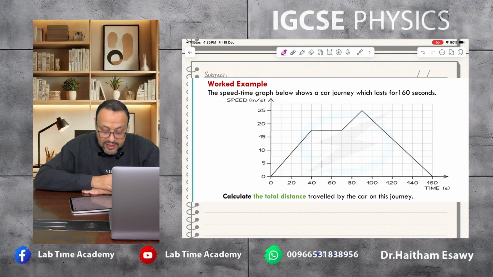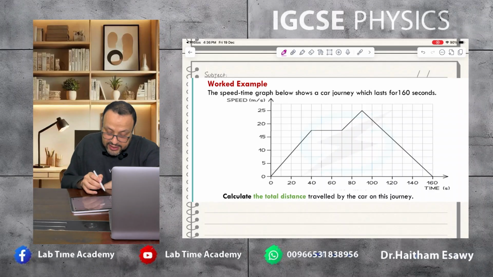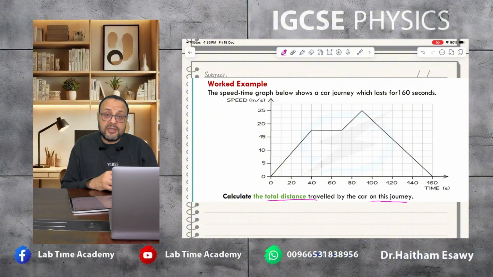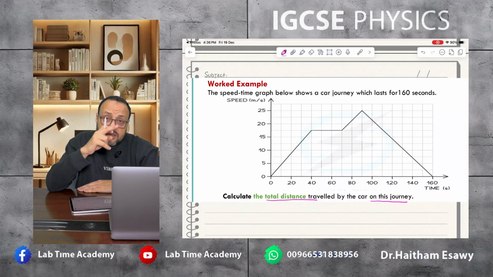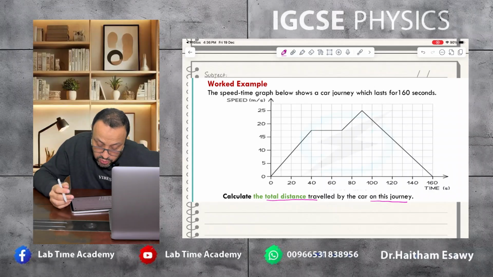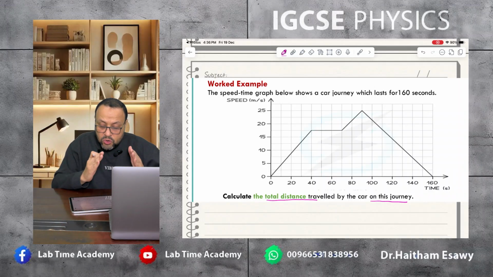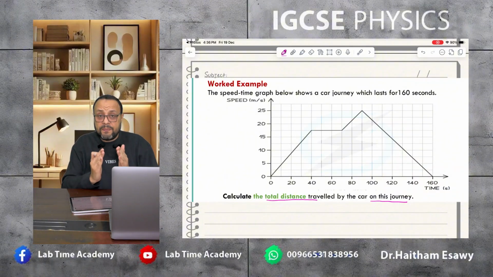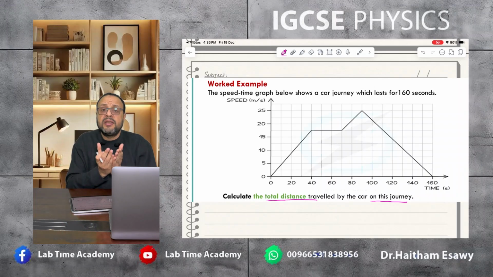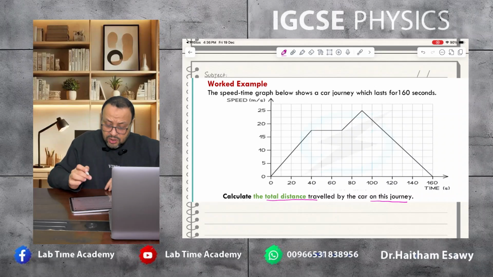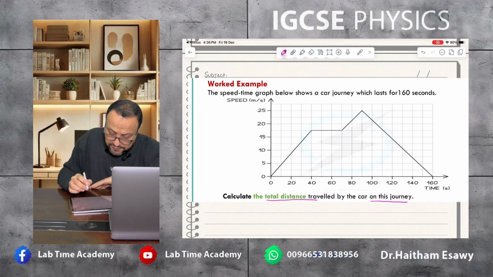Working example. The speed-time graph below shows a car journey which lasts 460 seconds. Calculate the total distance traveled by the car on this journey. Actually, the total distance traveled is the area under the speed-time graph. So we have to divide this graph into many regular shapes, then calculate the area of each one of them, then add them together to obtain the total distance. So let's start with the first one.